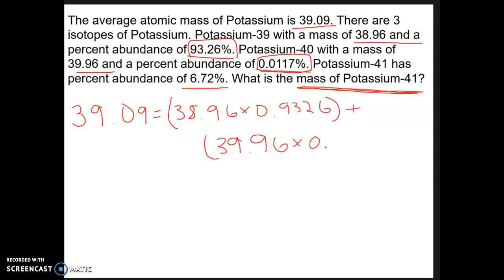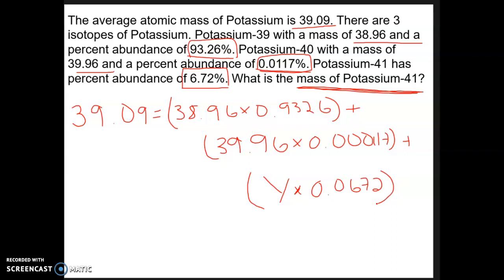How many zeros is that? That's 3 zeros after the decimal, 117. And then plus, now potassium 41, I want to find the mass of that. So we don't know what that is. We can give that a variable. You can call it X, but we have multiplication symbols right here, so let's just call it Y so we don't get confused. So Y, our mass that we're looking for, times, and I know it's percent, 6%, so that's 0.0672.